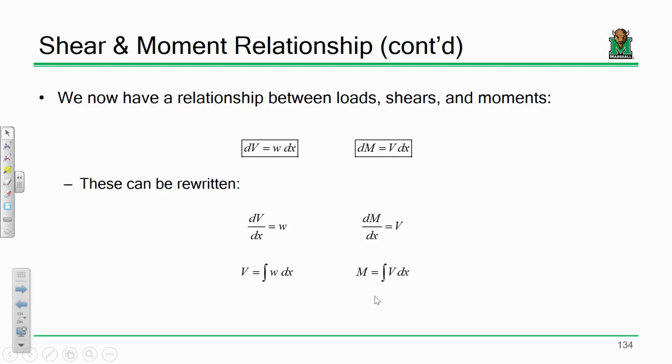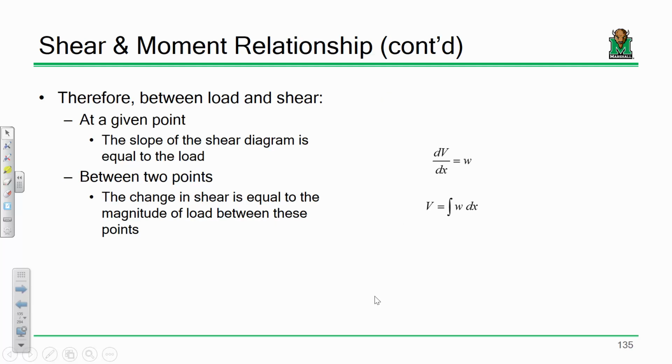So I propose that the derivative of moment is shear, and I propose that the derivative of shear is your load. Vice versa, if I integrate the load, I get the shear, and if I integrate the shear, I get the moment. Okay? So from that, I think I can make a few observations.